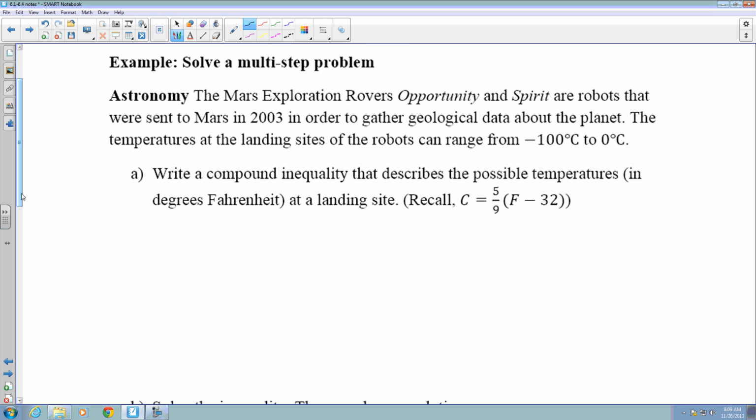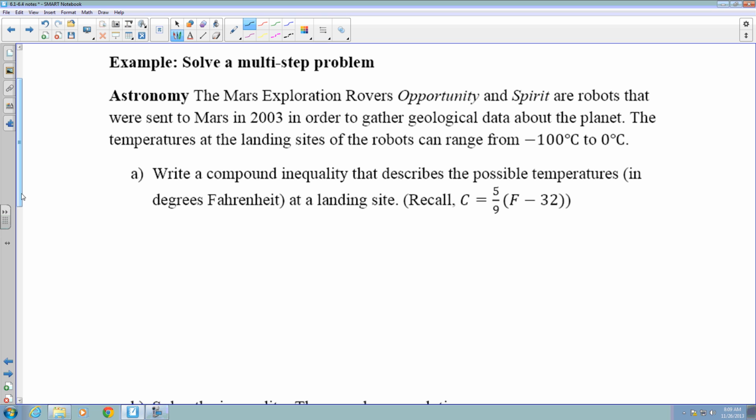Okay, last page we have a problem about the Mars exploration rover. There's two robots that were sent to Mars in 2003 in order to gather geological data about the planet. The temperatures at the landing sites of the robots can change from -100 degrees Celsius to 0 degrees Celsius. Write a compound inequality that describes the possible temperatures in Fahrenheit at a landing site, recalling that Celsius is equal to 5/9 times Fahrenheit minus 32.